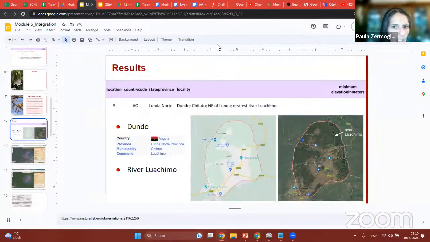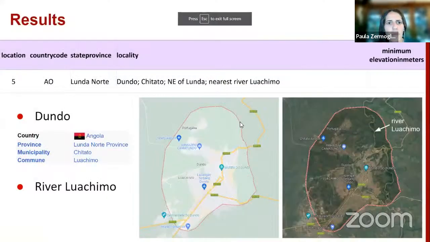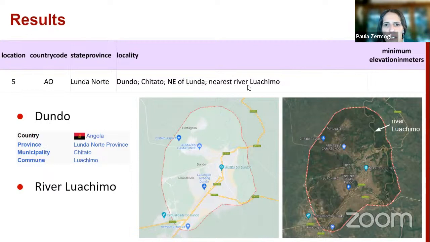going back to the location that we had the other day, the example that we used was this one. The locality description said Dando, Citato, northeast of Blonda, nearest river Luachimo. So again, what we first have to do is separate this into parts and then determine which is the most specific one, which in this case was Dando, and the type of locality is geographic feature only. Because this is a town.